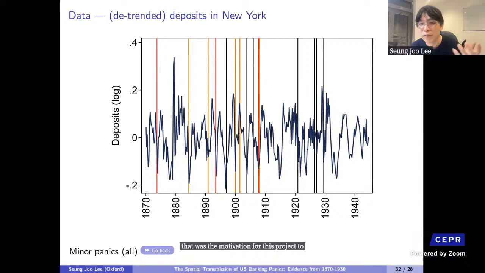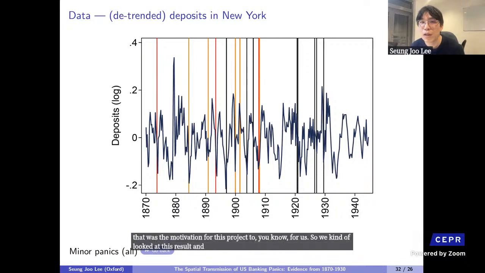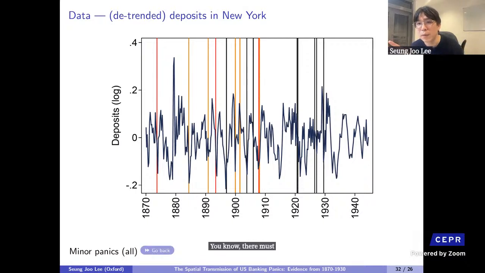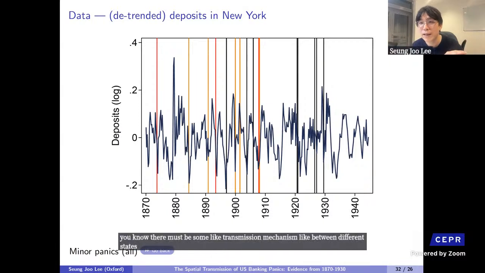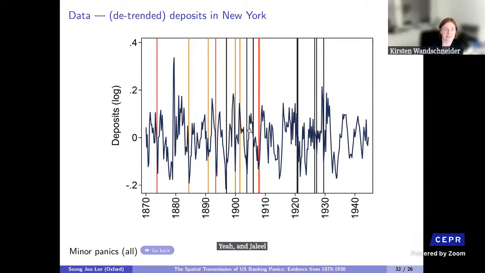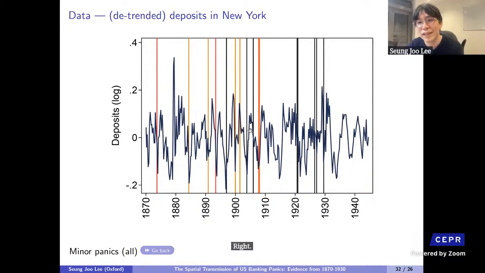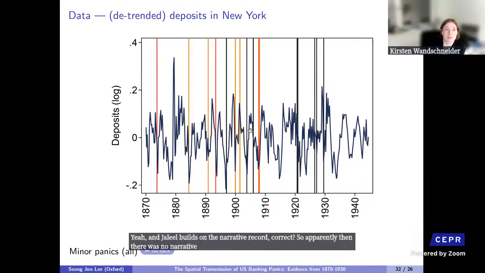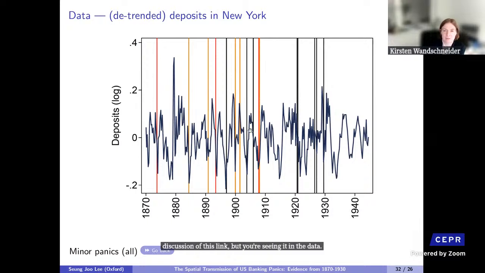So we looked at this result and said, oh, there must be some transmission mechanism between different states, even if the panic didn't affect New York, as I said, at the surface level. So, yeah. Yeah, and Jalil builds on the narrative record, correct? So apparently there was no narrative discussion of this link, but you're seeing it in the data. Right. Yeah, that's really interesting.